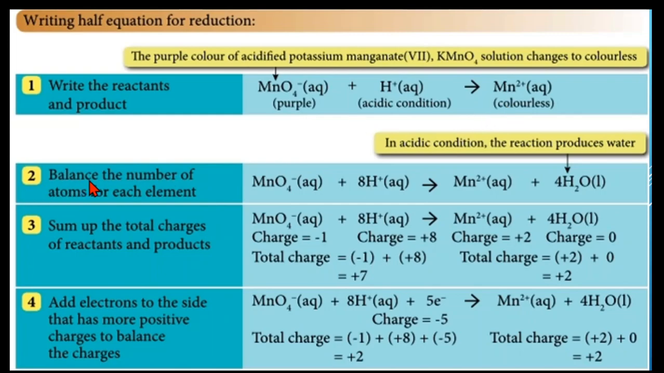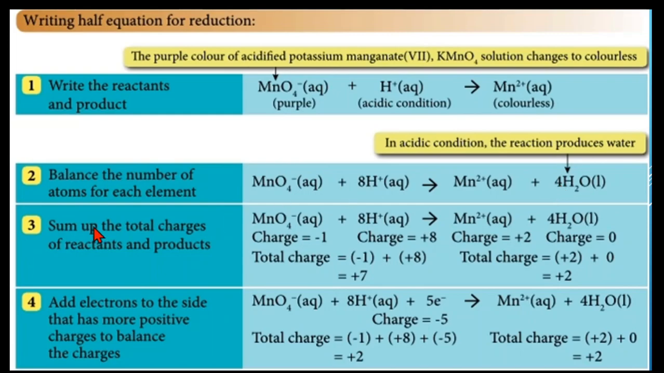Second step, balance the number of atoms for each element. So we balance. This one, we add 8 H+. This one, manganese(II) ion, Mn2+. In acidic condition, the reaction will produce water. So you add water here and balance it up. You add 4 in front.